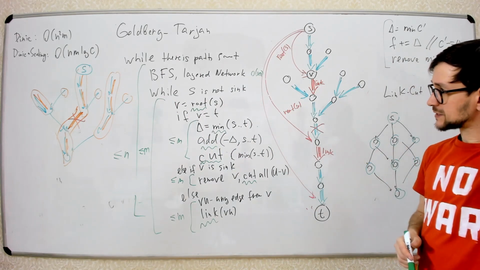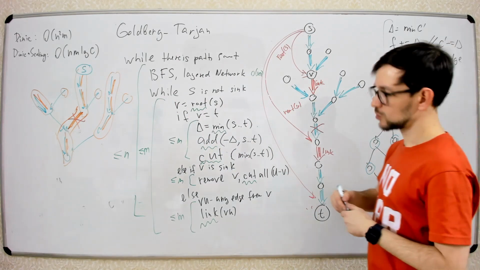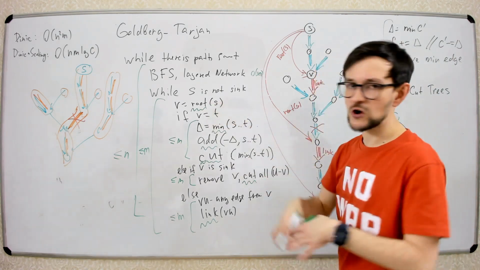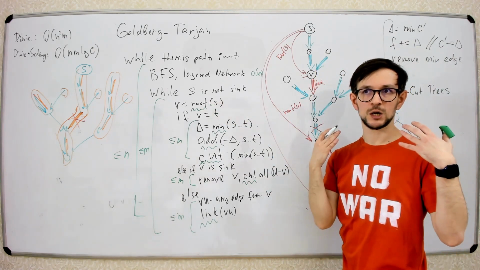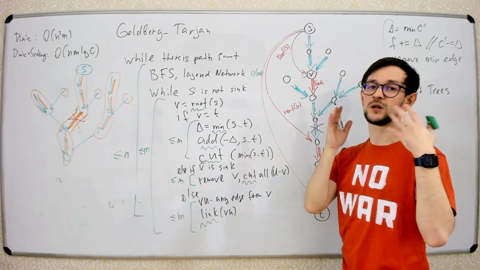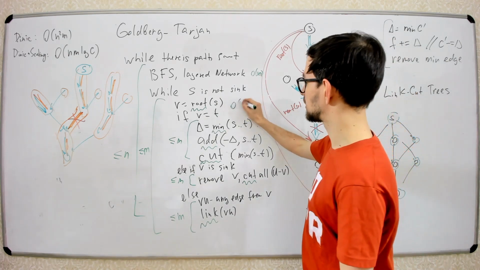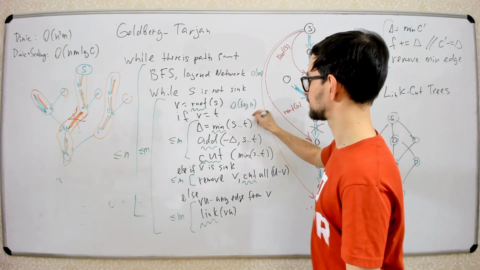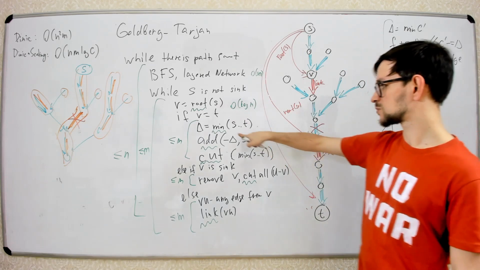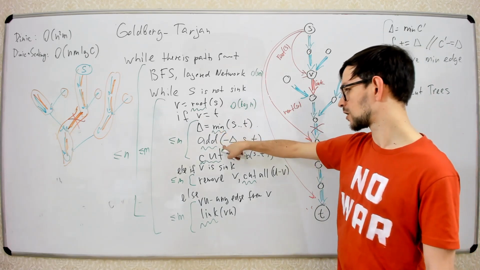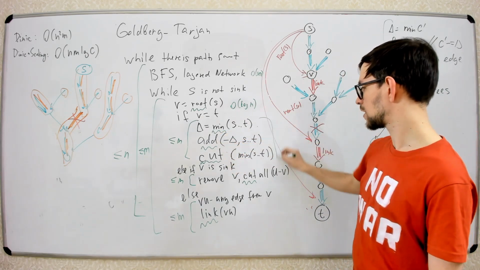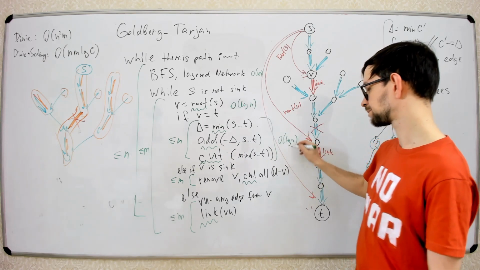Now, what about time complexity? Let's see. All the operations in link-cut trees work in log n time. So we spend log n time here. And here we again spend log n time to find the minimum, log n time to add, and log n time to add. So everything else is log n time.